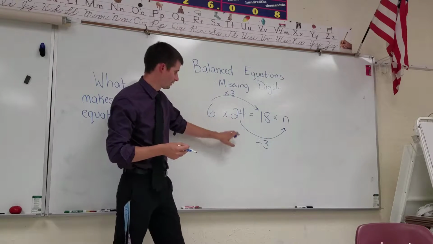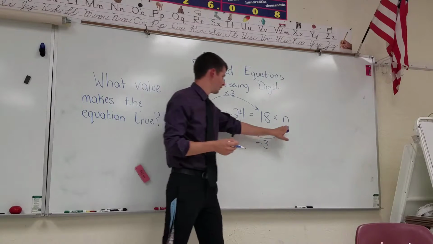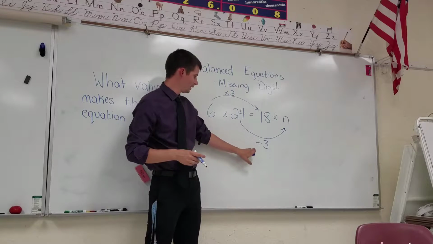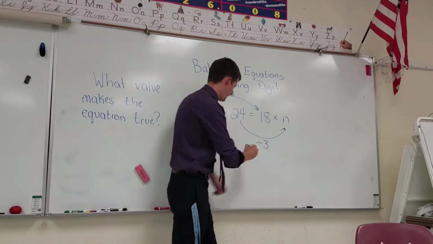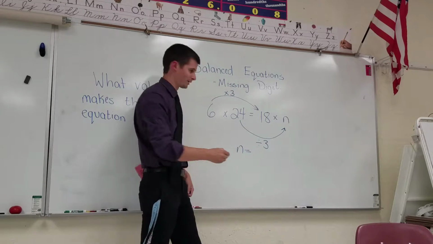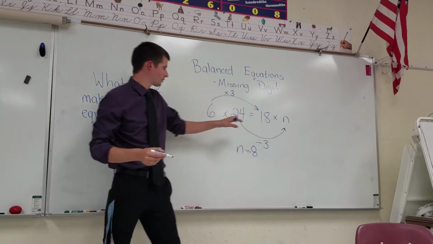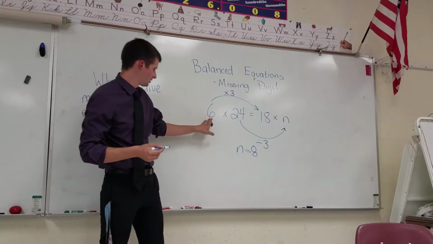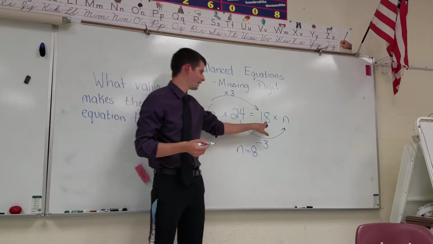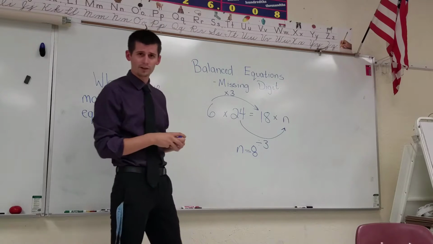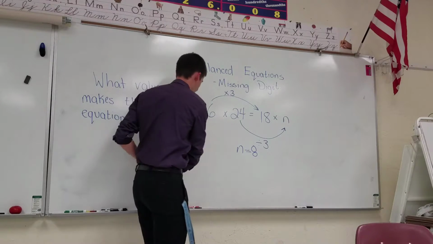So I have 24, and I'm dividing by 3. When I do that, I get my unknown number. 24 divided by 3, well, that's 8. So n, my unknown number, is 8. If I was to plug in 8 for n, this equation would be balanced. So 6 multiplied by 24 is the same as 18 being multiplied by 8. So let's do 2 more examples to help you out with this.